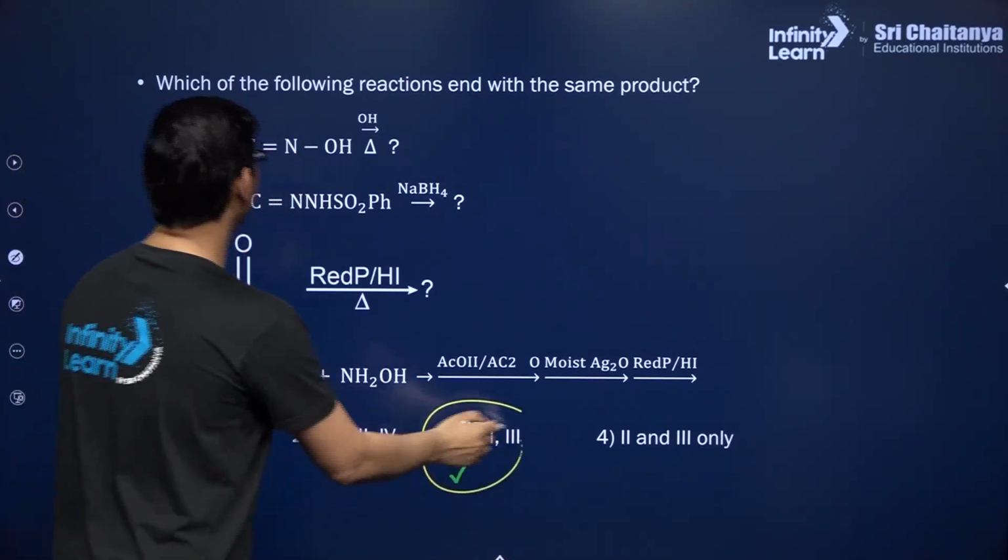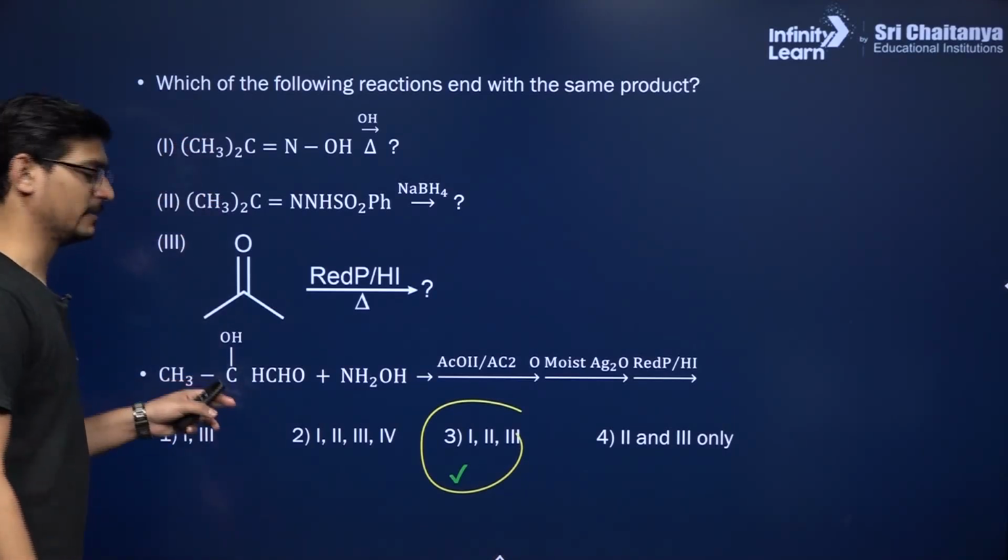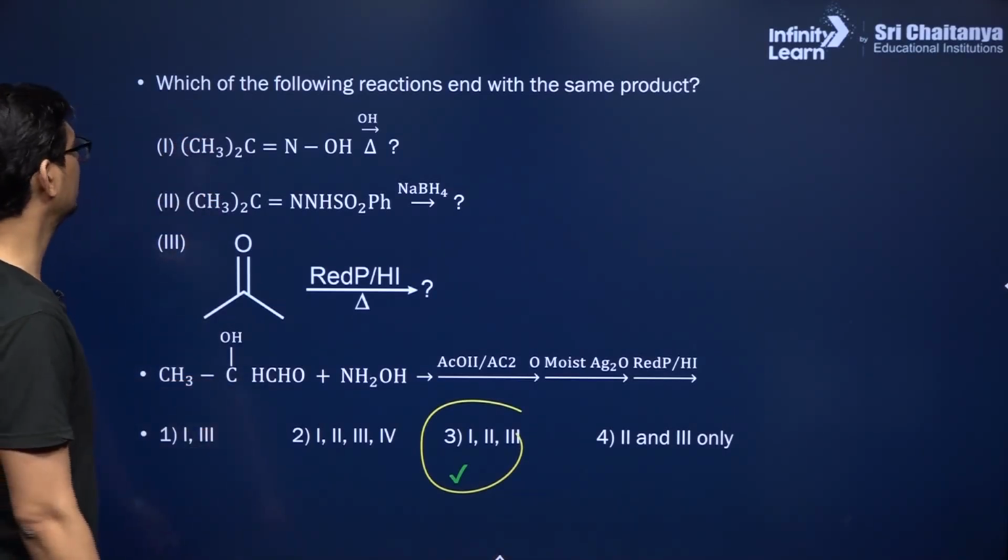Which of the following reactions lead to the same product? First, second and third, they will give propane, but this will give ethane. You can do the reaction.